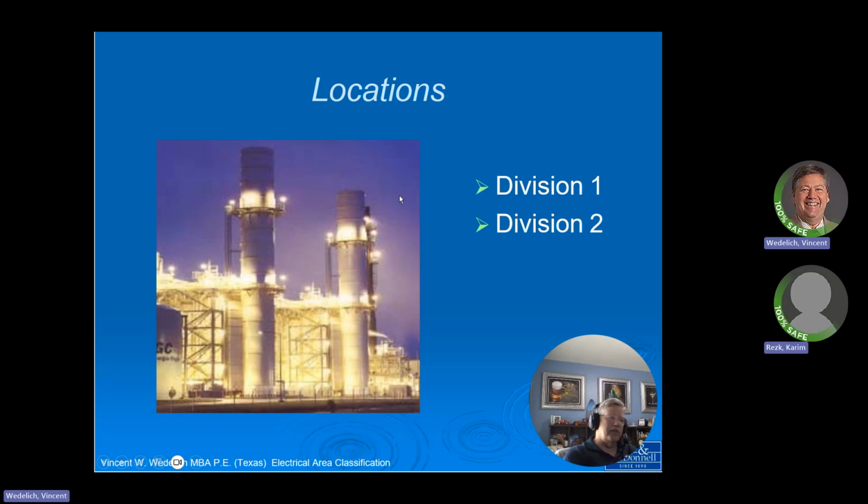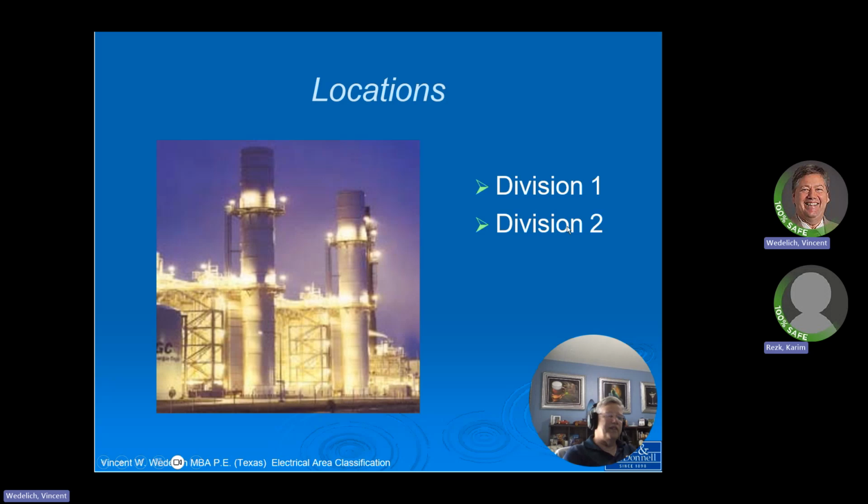So we know what class one, class two and class three are, right? Class one is what? Gases and vapors. Class two is dust. Class three is flying fibers. So if that explosive mixture is there all the time, guaranteed it's there, then it's a div one. That's a div one location.